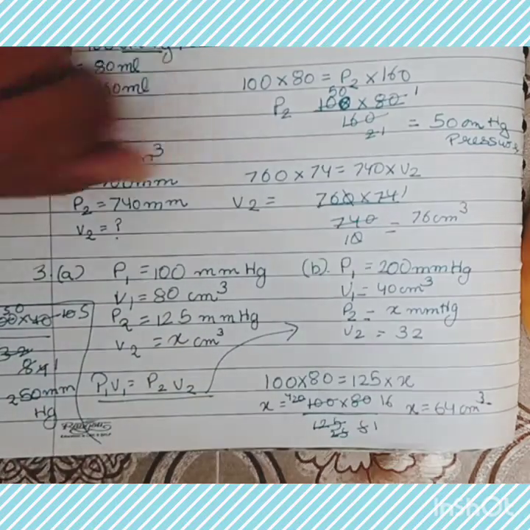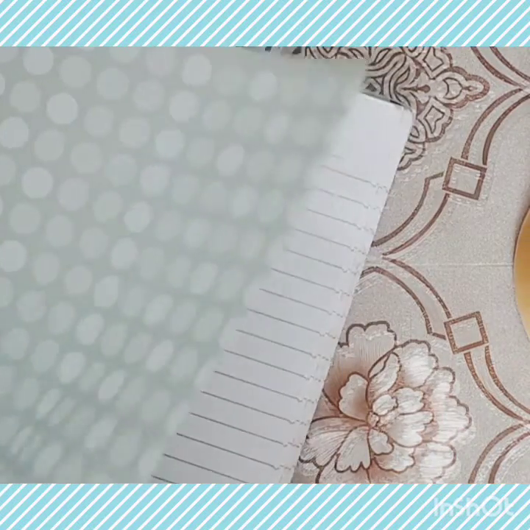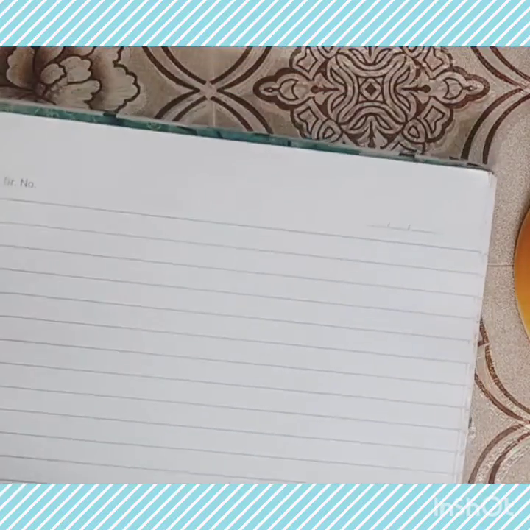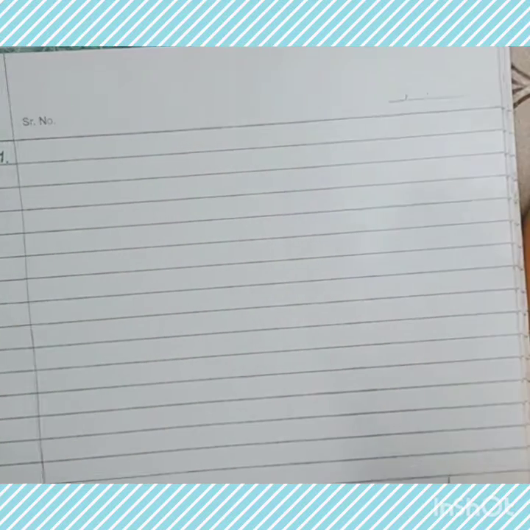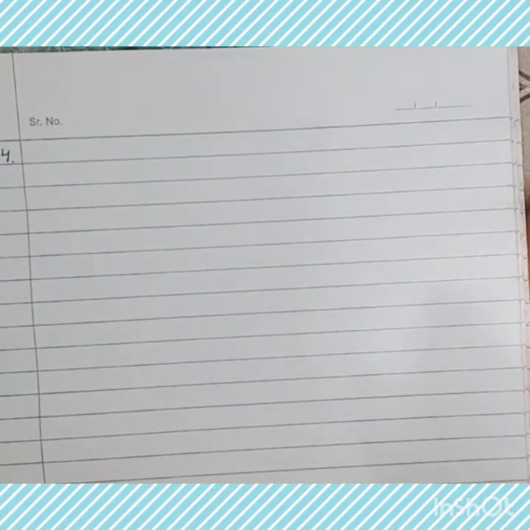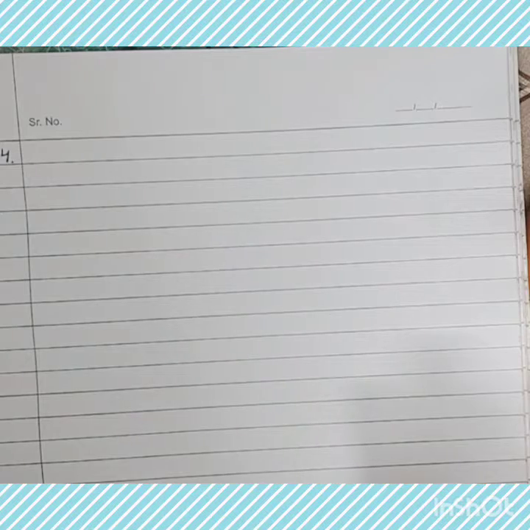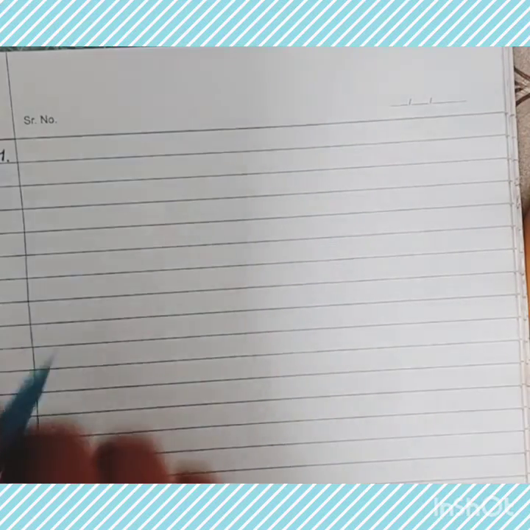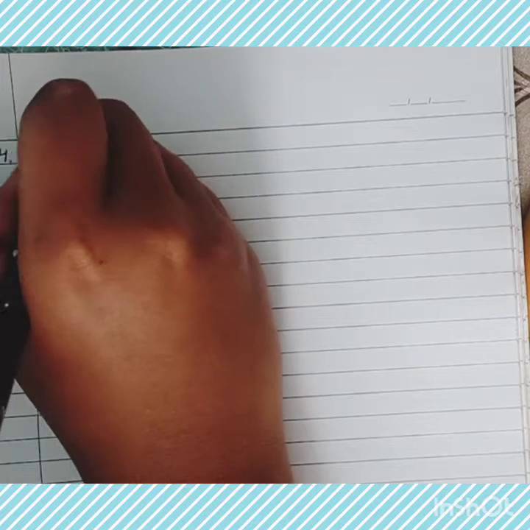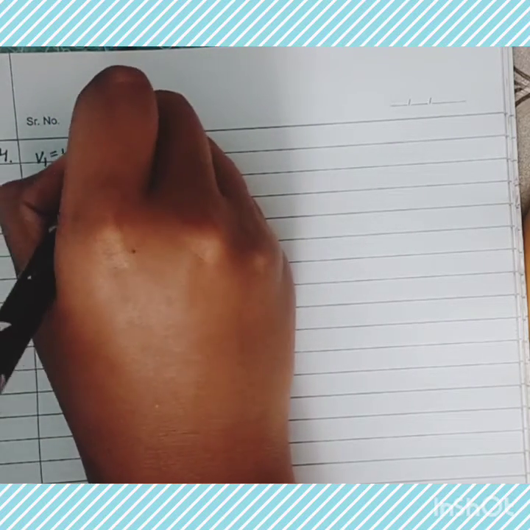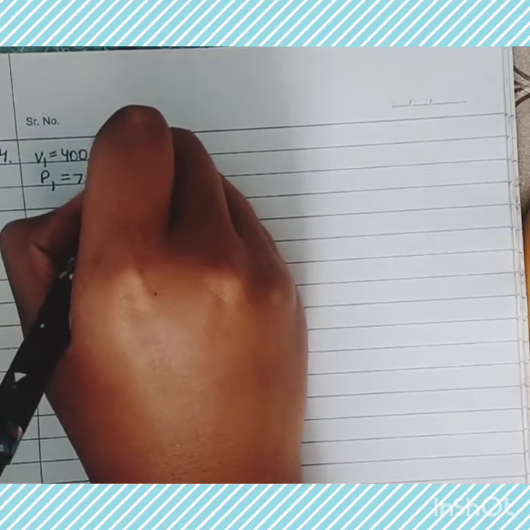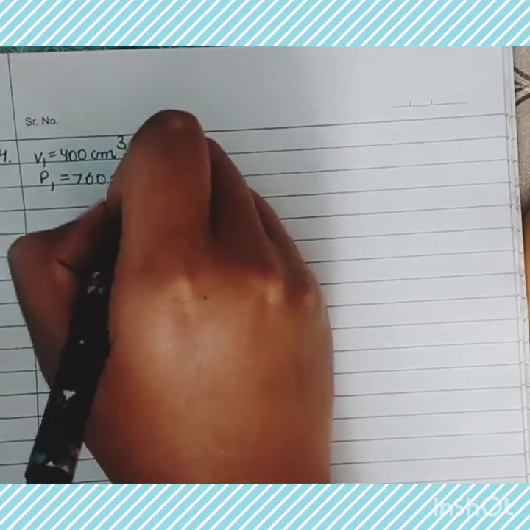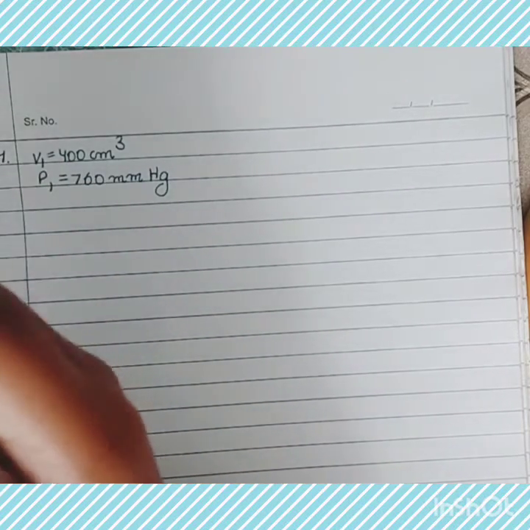This is our second part answer. So let's come to our question number 4, numerical. At a constant temperature, volume of a gas was found to be 400 centimeter cube. So V1 equals 400 centimeter cube, at a pressure of P1 equals 760 mm Hg. If the pressure of the gas is increased by 25%, find the new volume.